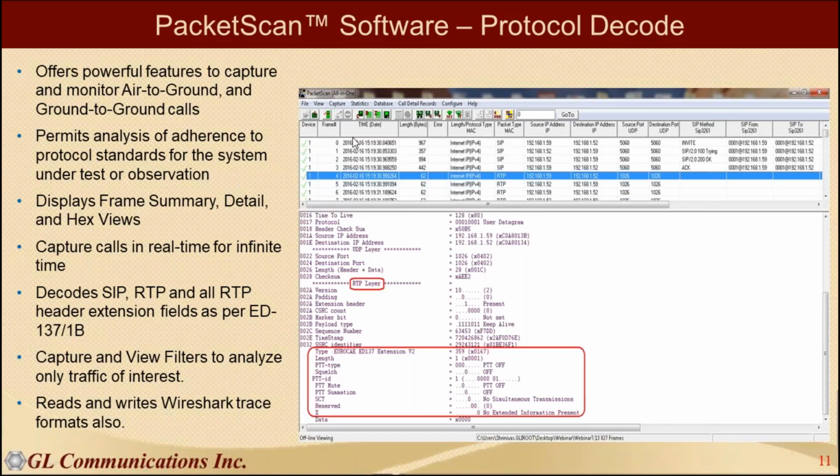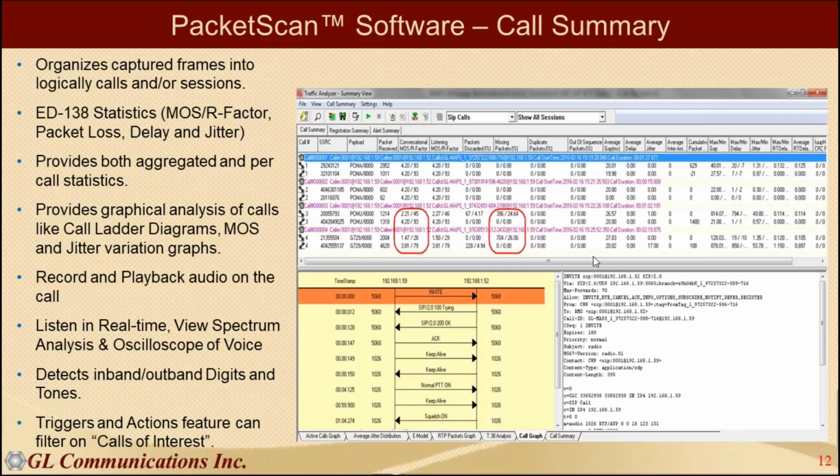And apart from this, we can also apply capture filters so that we can capture only the traffic of interest. This next window is the call summary view, where it will list all the captured calls. You can see here the red one indicates the signaling information like who is the caller and callee, and the other two black lines indicate the incoming and outgoing traffic.